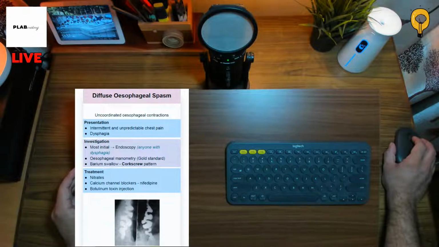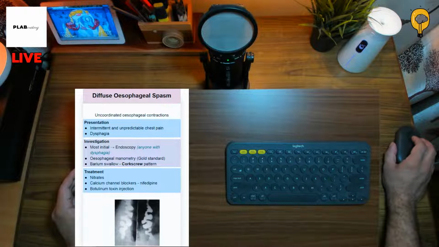So we have always studied in medical school that in achalasia and diffuse esophageal spasm, it can be seen on barium swallow and the gold standard is manometry. But now it is outdated. Endoscopy is now a must-do first for any patient with dysphagia prior to proceeding to a barium swallow or manometry.